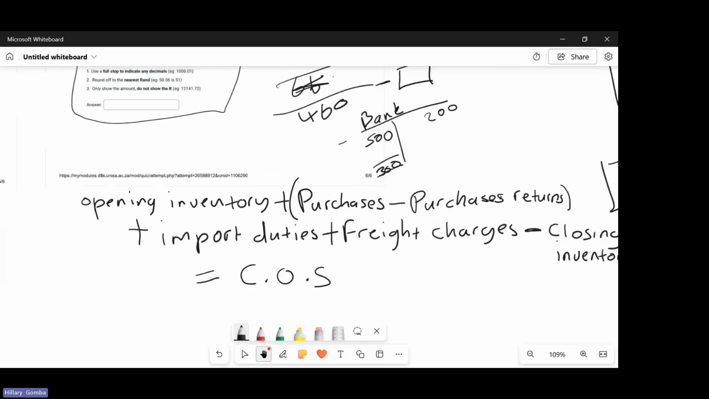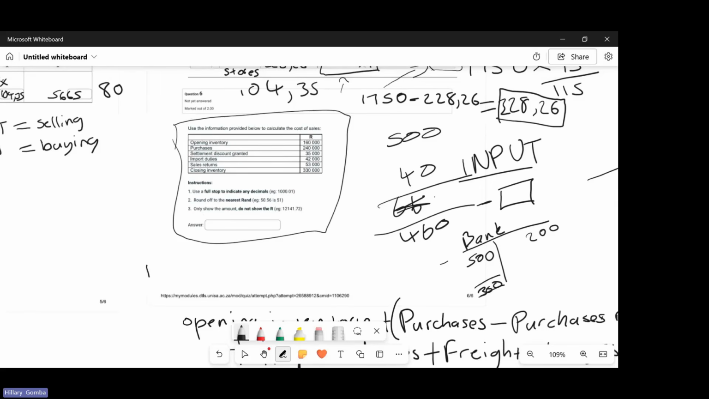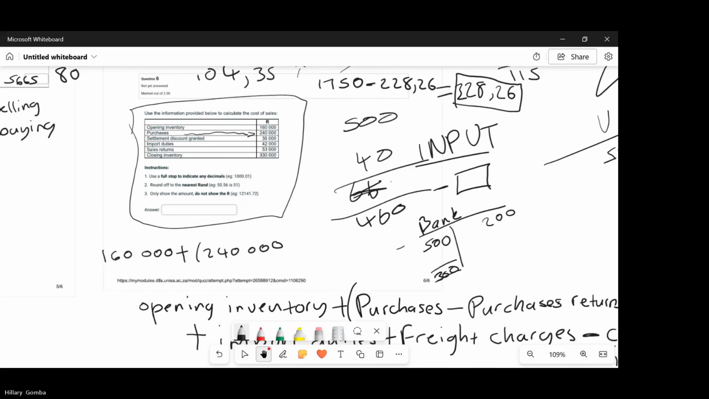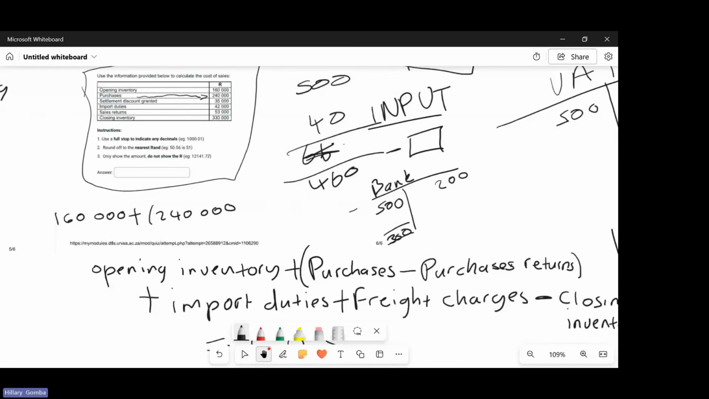So now let's go to our table. We have an opening inventory of 160,000, plus, they told you the purchases as well, so you say plus 240,000. And then from here, you can see that you don't have any purchases returns. And the other thing that I forgot, you need to also account for settlement of discount received. You subtract it from purchases because it lessens your purchases amount.